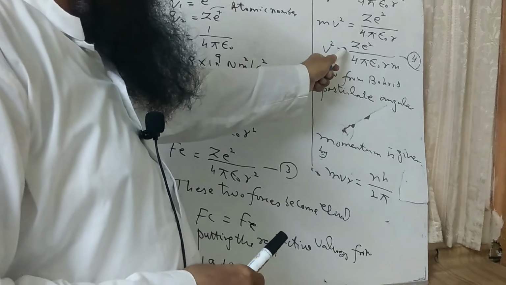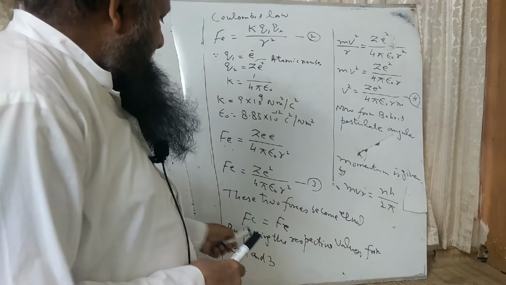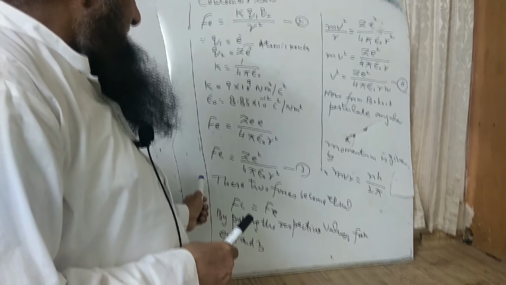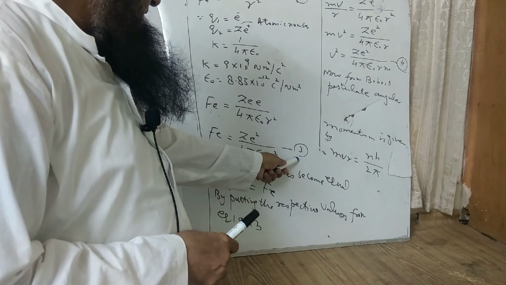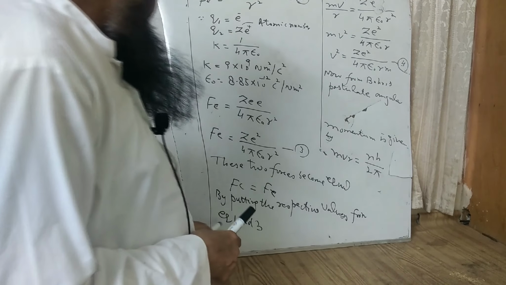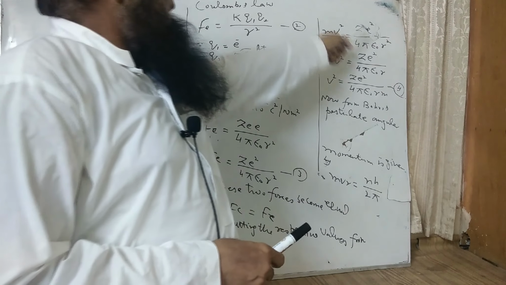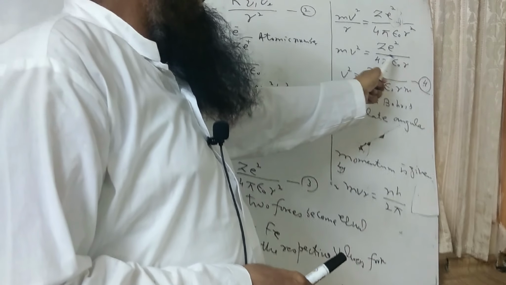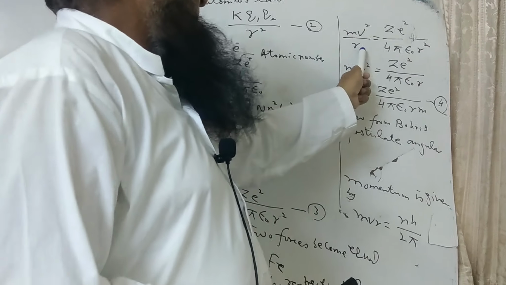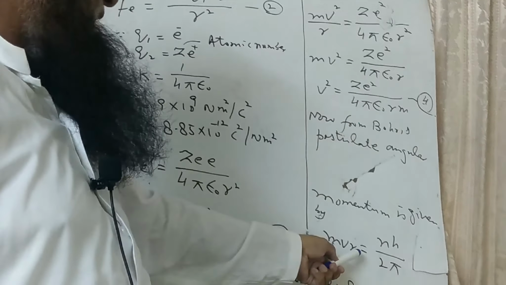And how to get the other one: by putting the value of Fc from equation number 1 and Fe from equation number 3, we get mv square over r equal to Ze square over 4 pi epsilon r square. So mv square and Ze square over 4 pi epsilon r cancel, and we get the v square value. Now we want to rearrange.